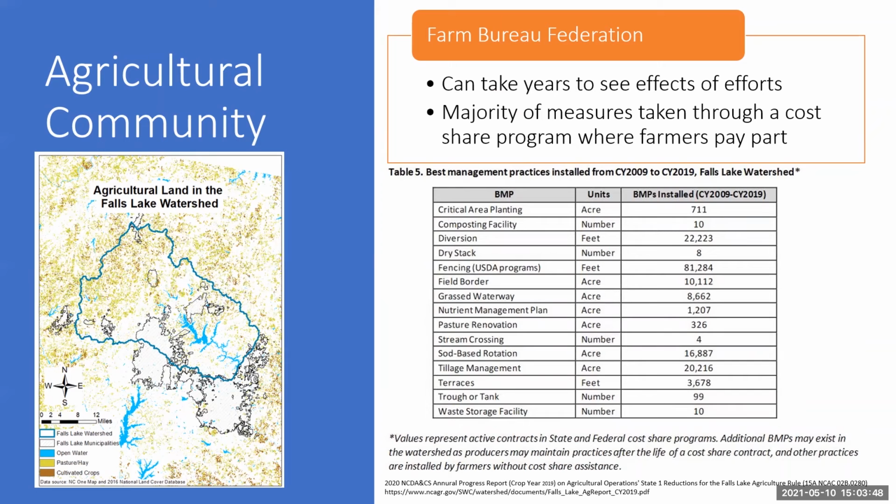In addition to interviewing jurisdictions, we interviewed some folks from the Farm Bureau Federation to ask about the agricultural community and where the funding has come from for those measures. One of the main takeaways from the interview was that although farmers have been using different measures to reduce nutrient loading for years, it can be really hard to see that take effect and be able to measure the change with these non-point sources of pollution. And a lot of the measures that have been taken have been through a cost share program where farmers pay at least part of it. And you can see there listed a number of the common measures that were taken by farmers.